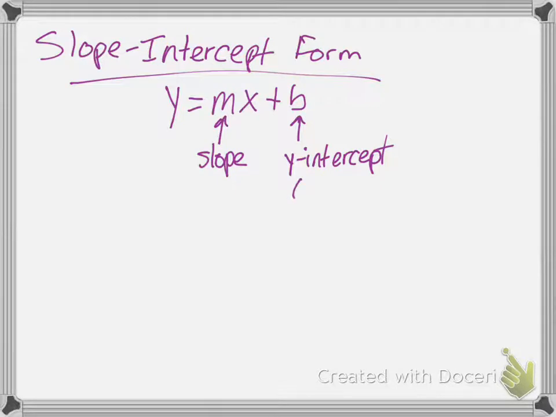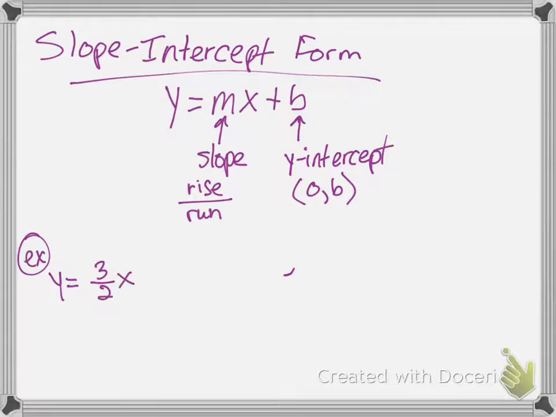So remember, when you graph the y-intercept, the x value is always 0, so it's always going to be on the y-axis. Remember, for your slope, that's where you want to use the rise over the run. So let's say I had the equation, let's do 3 over 2x minus 4.